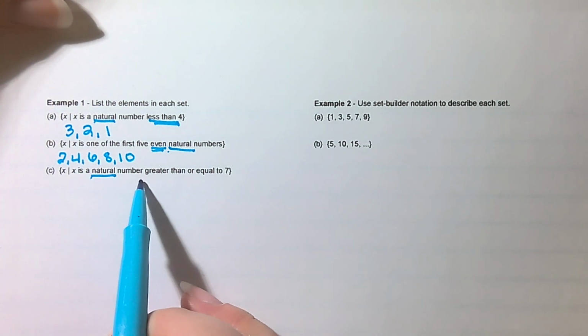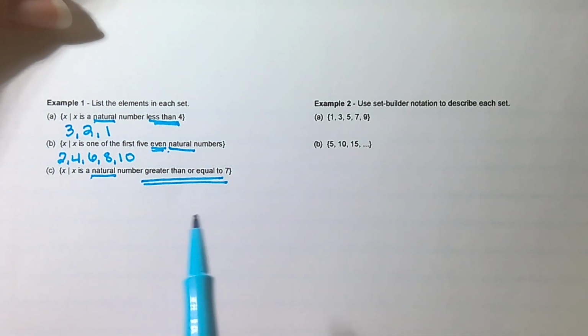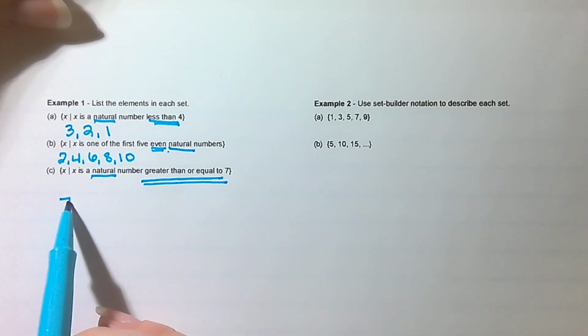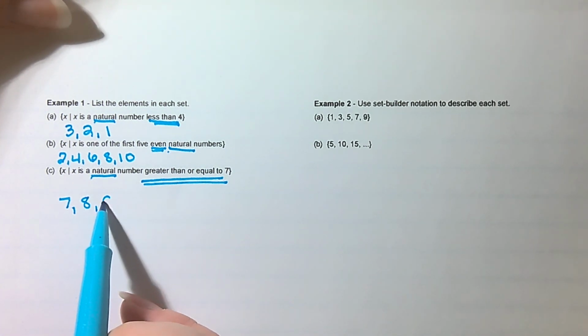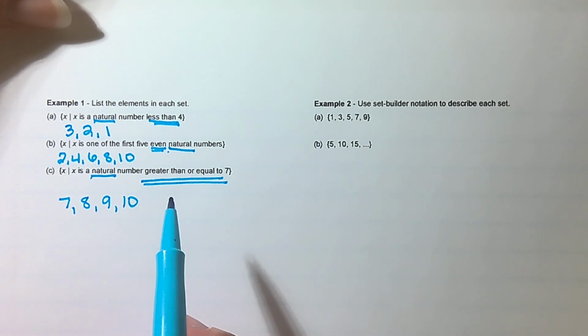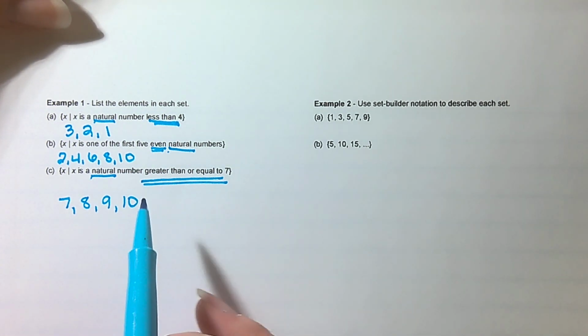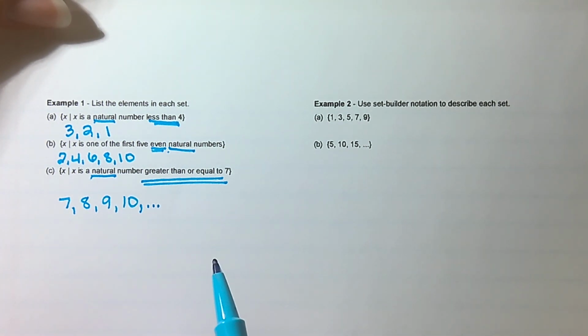So in this case, we're looking at greater than or equal to 7. So in this case, we are equal to, so we can start here at 7, 8, 9, 10. Natural numbers do not end, and it didn't tell me that I had to be less than a certain point. So this is going to be an infinite set, and it would just keep going.